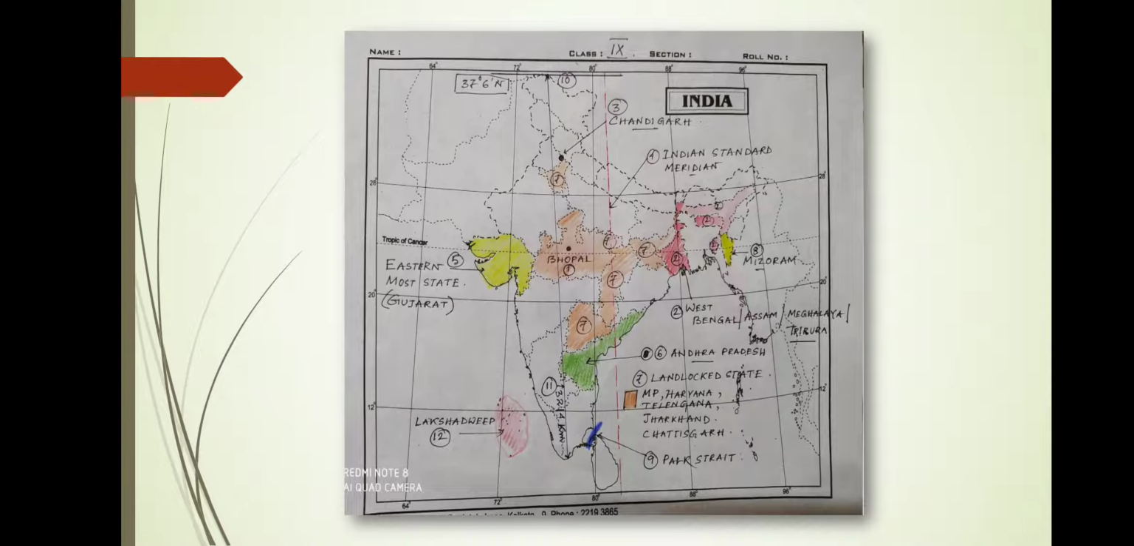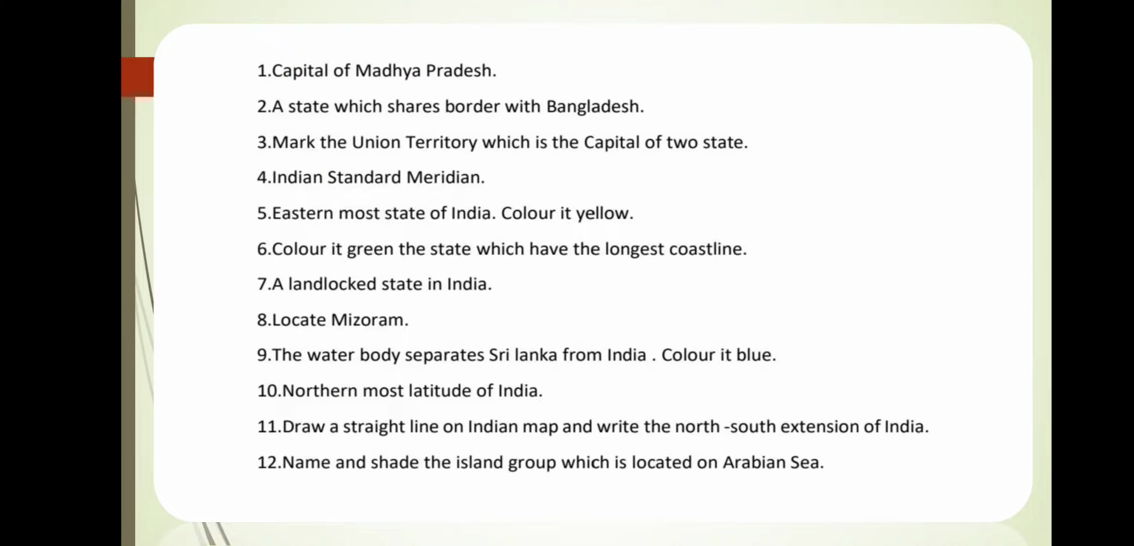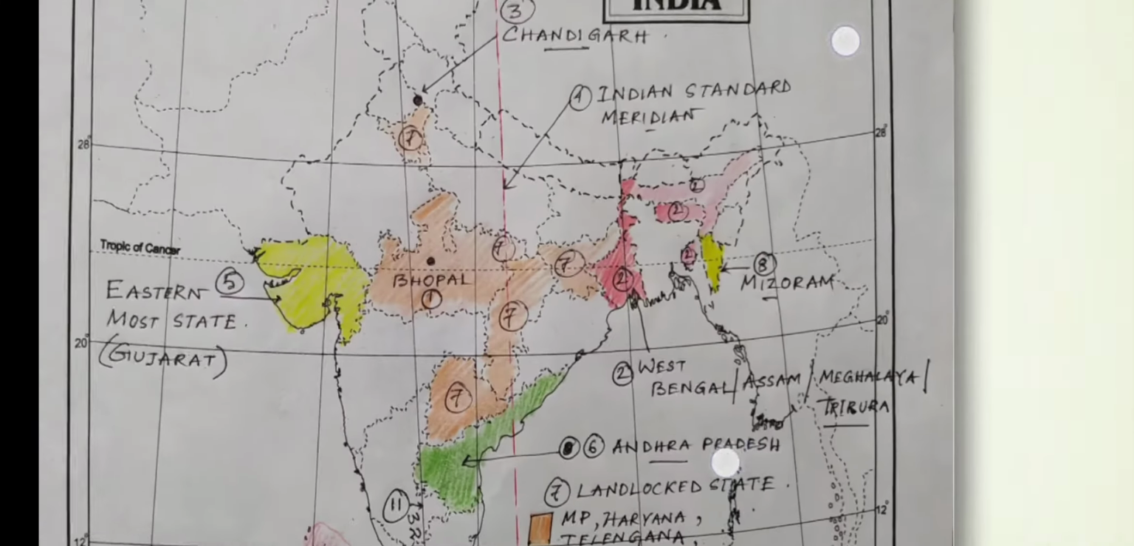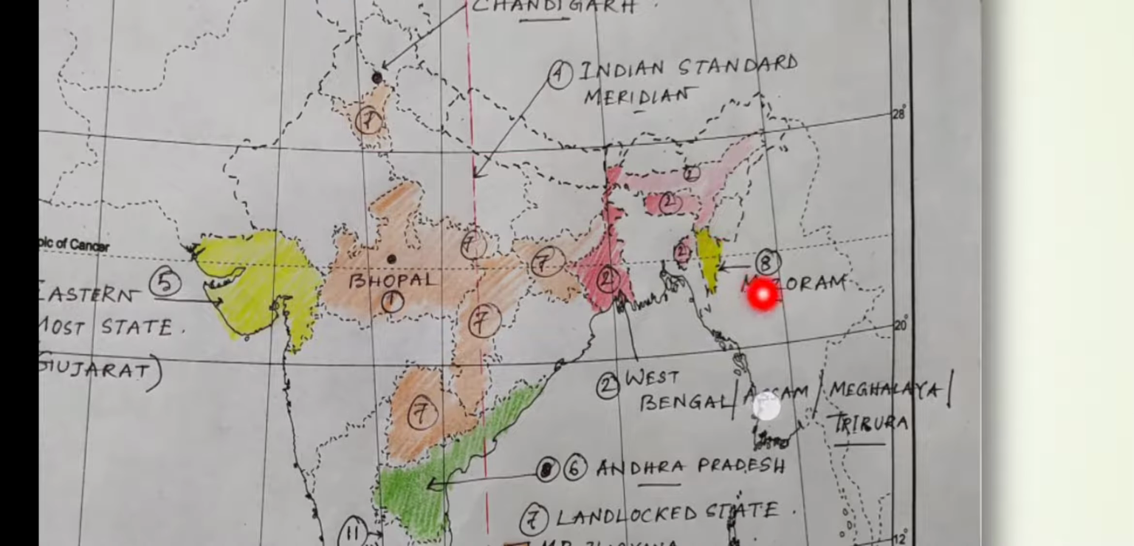Accordingly you will do. The next question is: locate Mizoram. It is very easy. Mizoram. I have given number 8 over here. This is Mizoram, and I have given it the answer number 8.